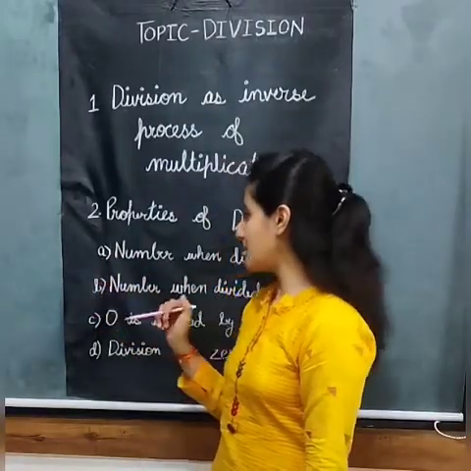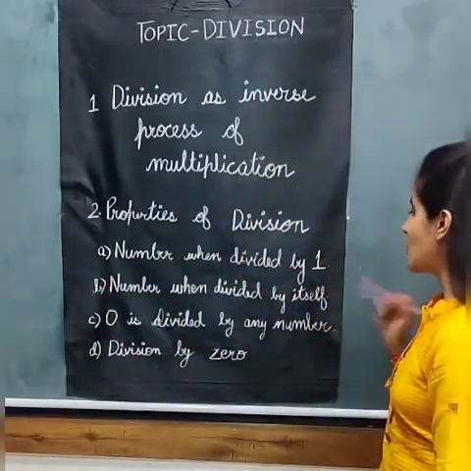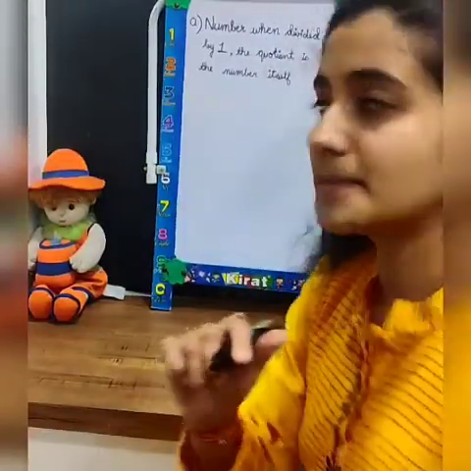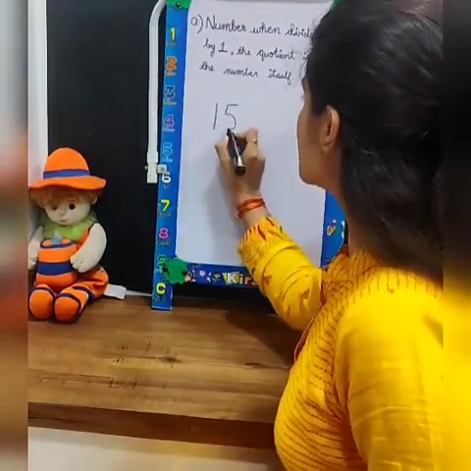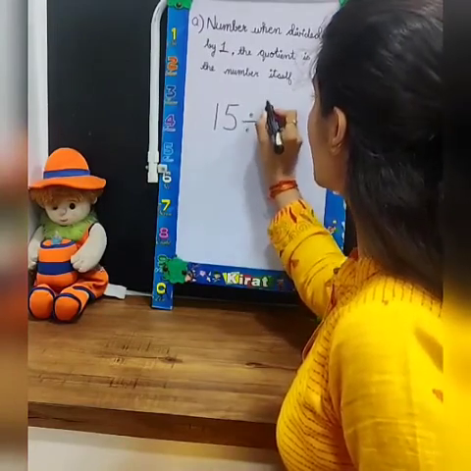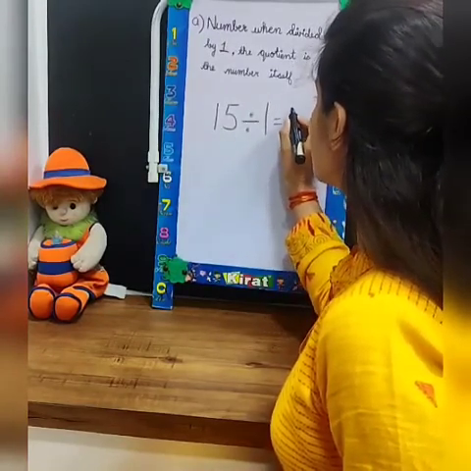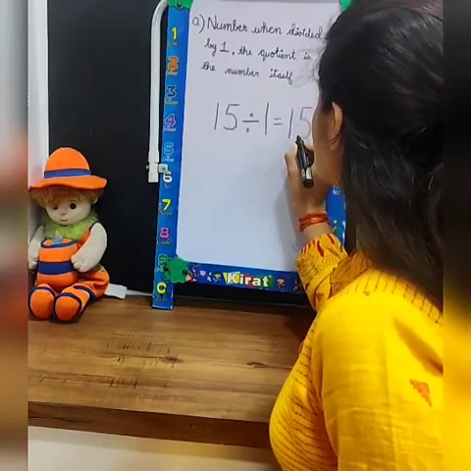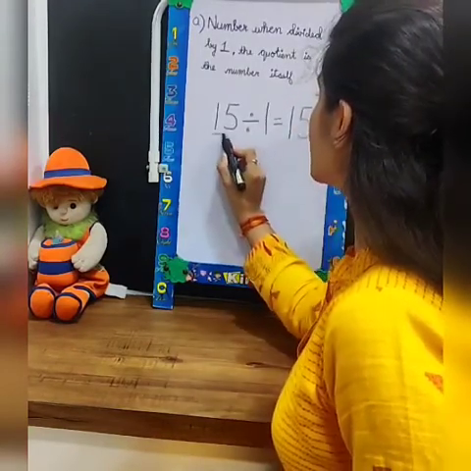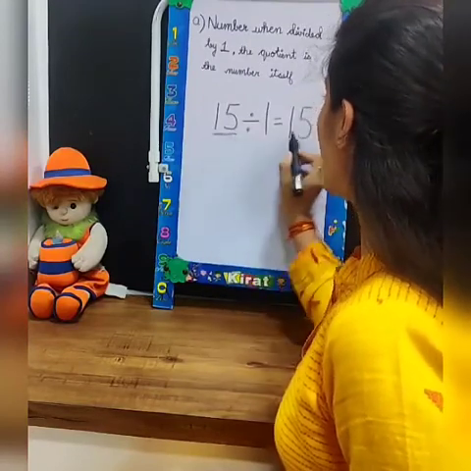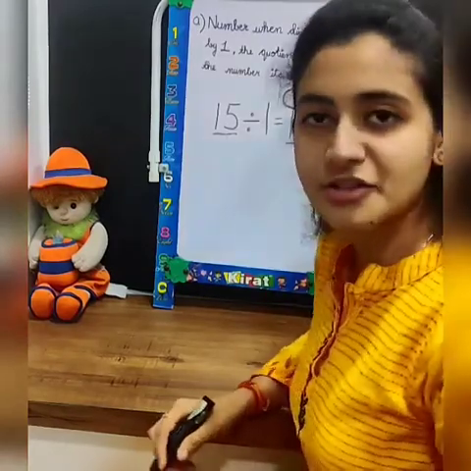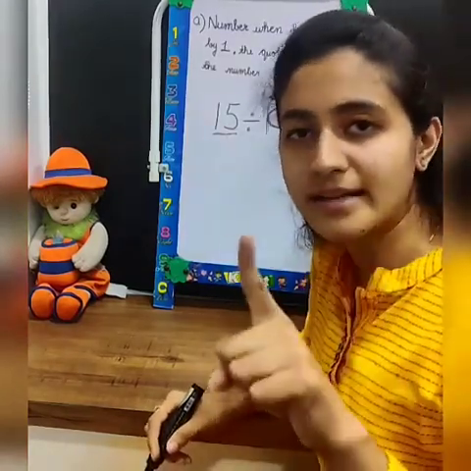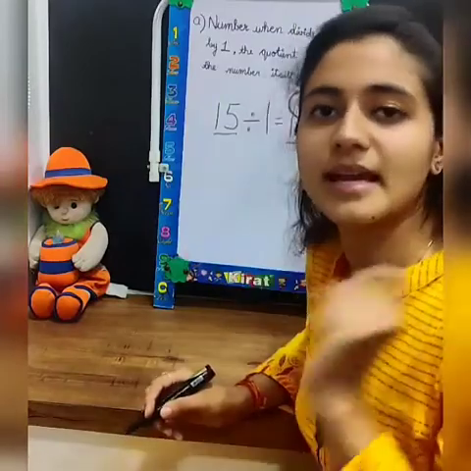Let us first do A part. Number when divided by 1. Now let us understand this first property with an example. Suppose we take 15, when divided by the number 1, we get the same answer as the number, that is we will get 15. You can see that the number that we are dividing and the answer that we are getting is the same. So this is the first property of division, that when we divide the number with 1, we get the answer as the same number.